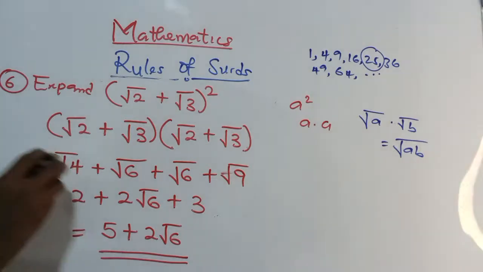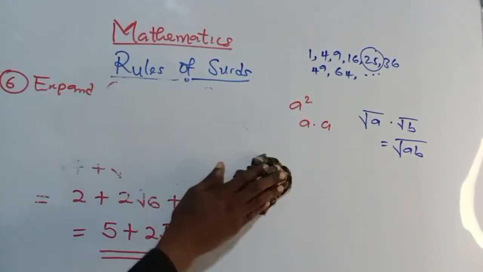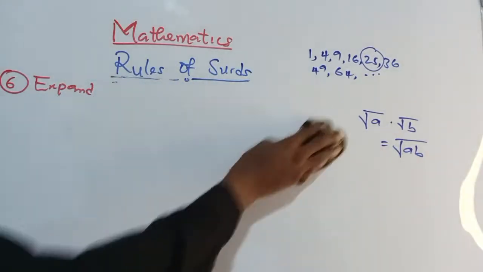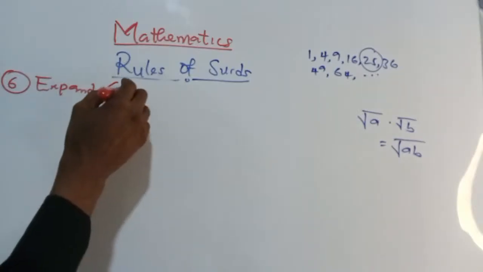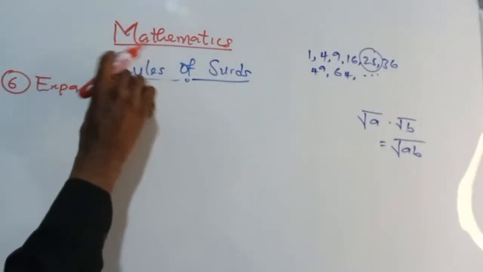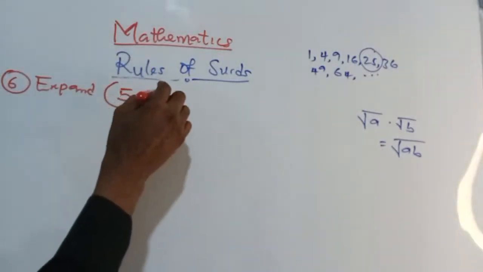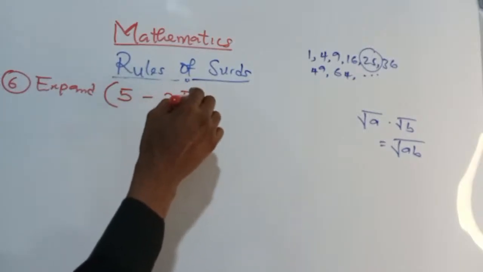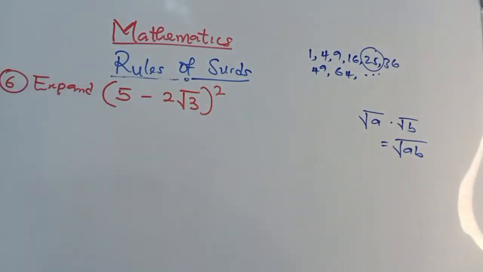Let's look at another one like this. Let's expand. Okay, let's just write 5 minus 2 root 3, all squared. Okay, so let's expand this.